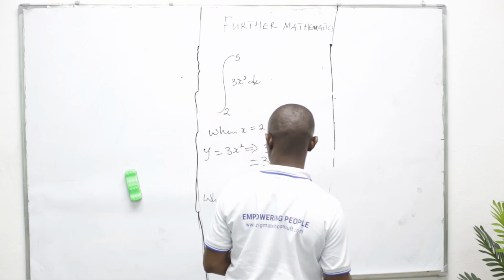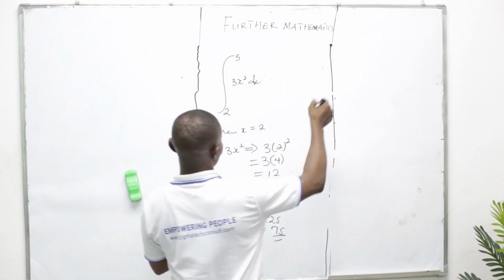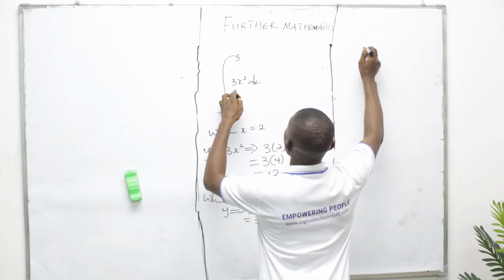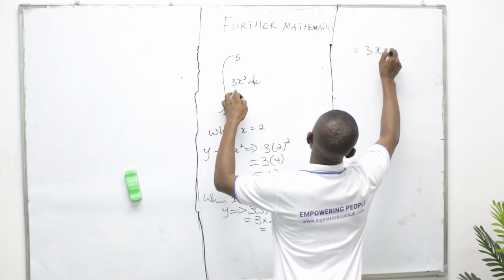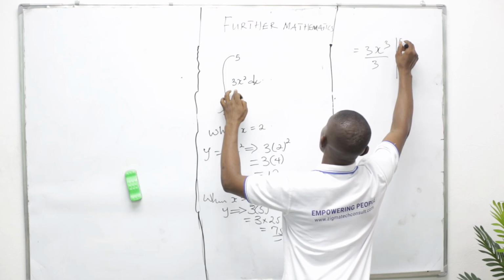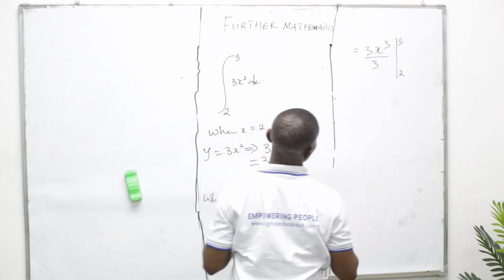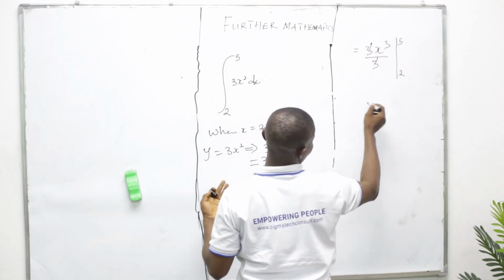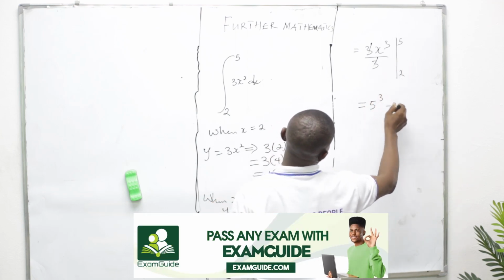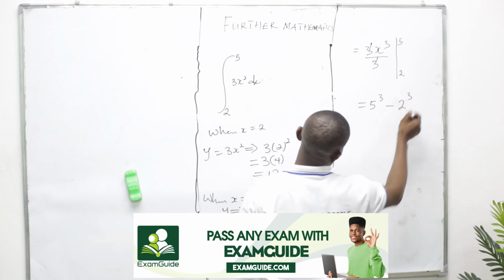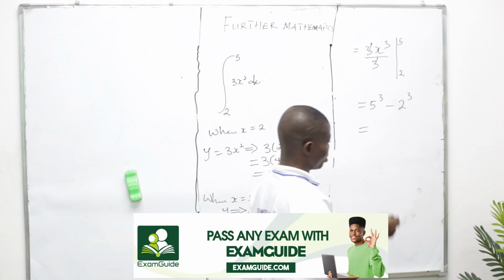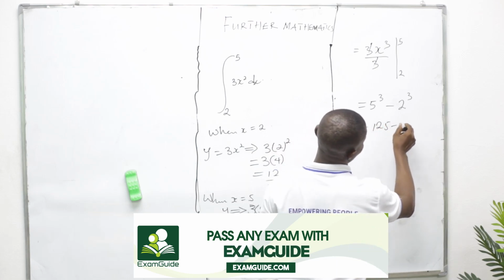For this, if I am to integrate here, I will have 3x cubed all over 3, range 5, 2. Okay? What is uppercase minus lowercase? I say 5 raised to the power 3 minus 2 raised to the power 3. This is 5 raised to the power 3, should give us 125. 125 minus 8.